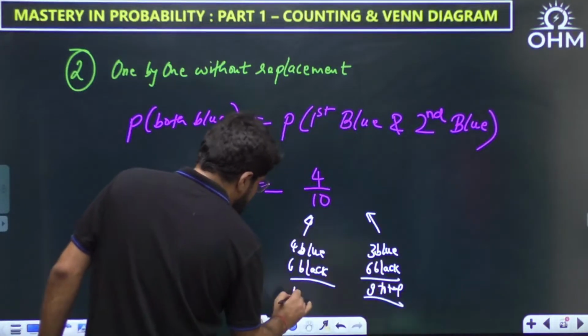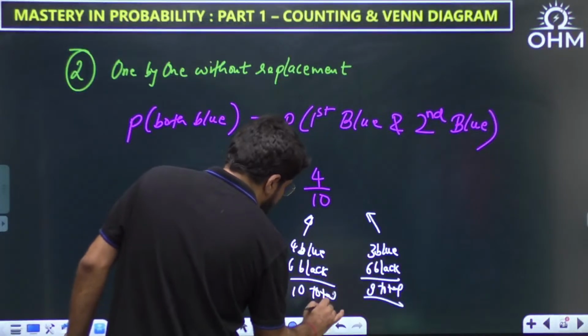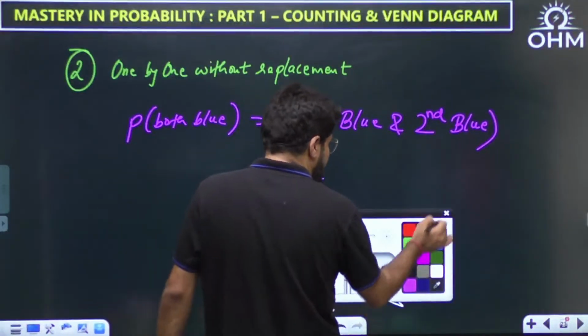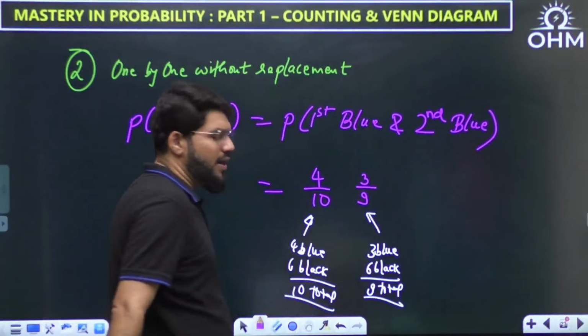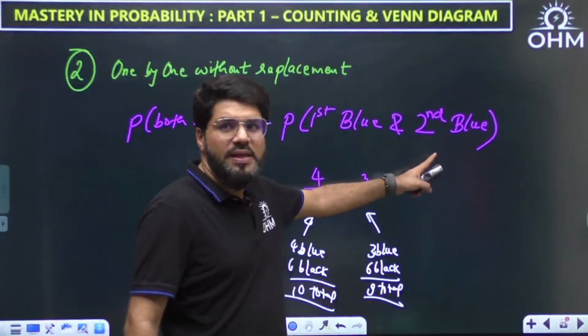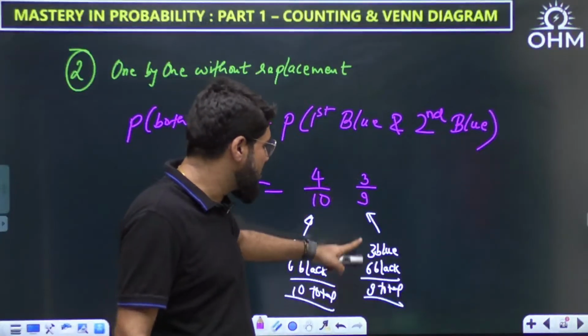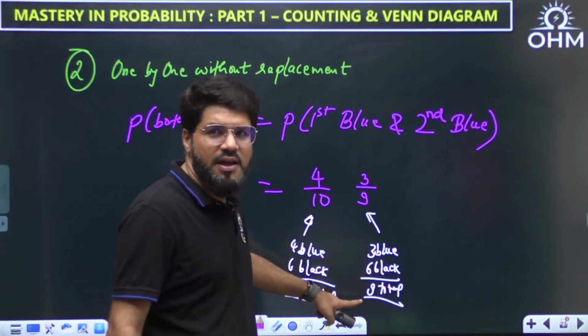Total 9. In the first case, there was a total of 10. And hence, what is the second probability? This should be equal to 3 out of 9. Second blue means favorable by total. How many blues are only left? Only 3 blues favorable, total 9.